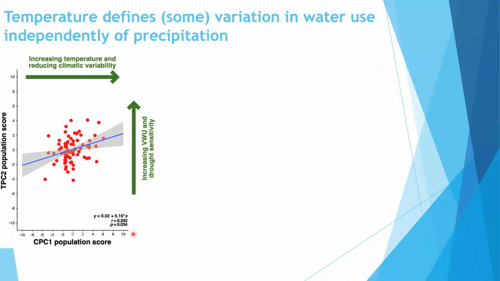As climate principal component increases, this is reflective of increasing temperature and reduced climatic variability. For trait principal component 2, as that increases, that's reflective of increasing water use, vegetative water use, and increasing drought sensitivity. And this correlation might not look particularly strong to you, but when you consider it's collecting data from plants from all over the northern hemisphere, where there's a lot of variation in climate, it is actually a pretty strong signal for these kinds of analyses.